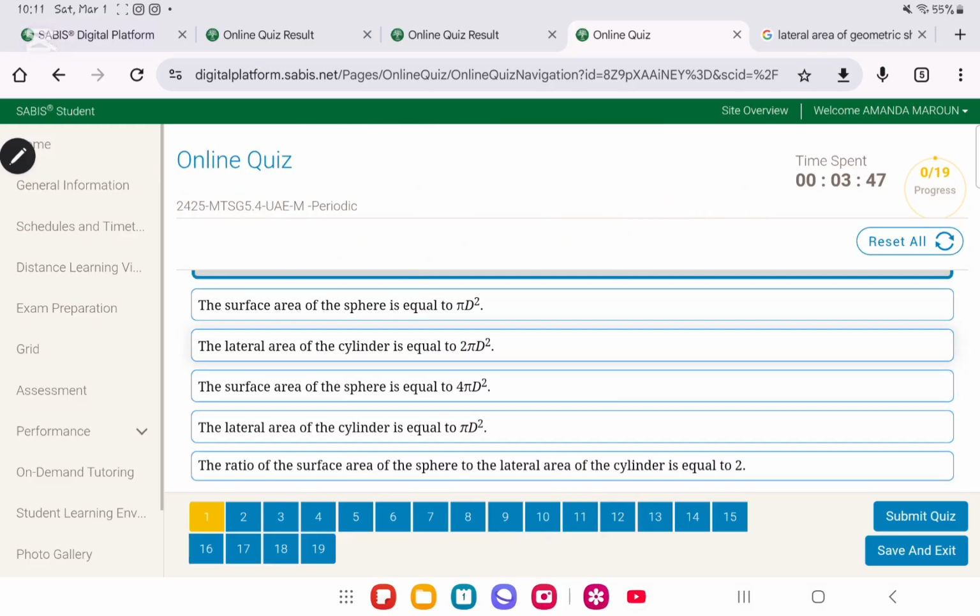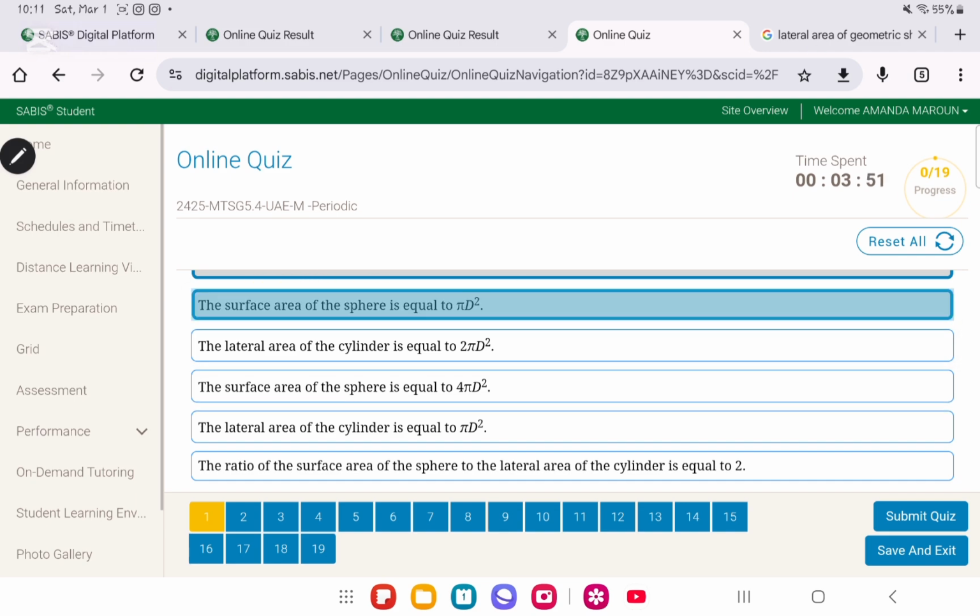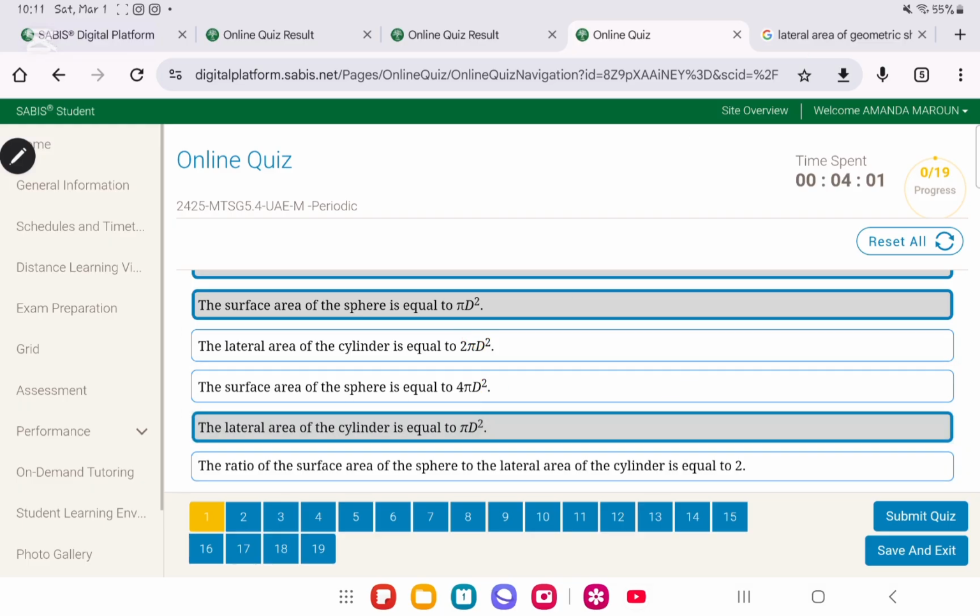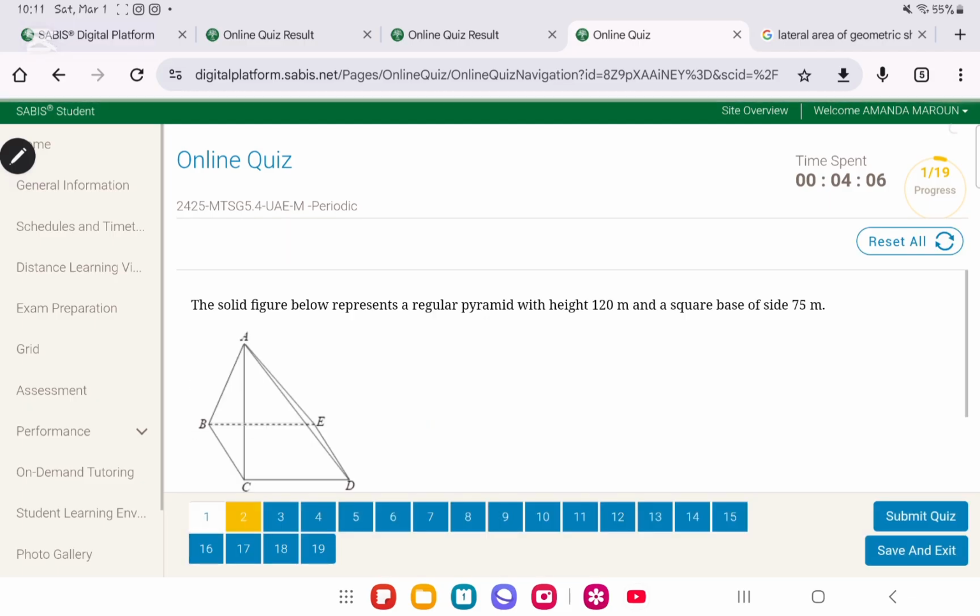So the surface area of the sphere is equal to pi d to the power of 2. This is correct. This is incorrect. The lateral area of the cylinder is equal to pi d to the power of 2. This is also correct. So we are going to take it. And definitely the last one is wrong. So we will move on to question number 2.